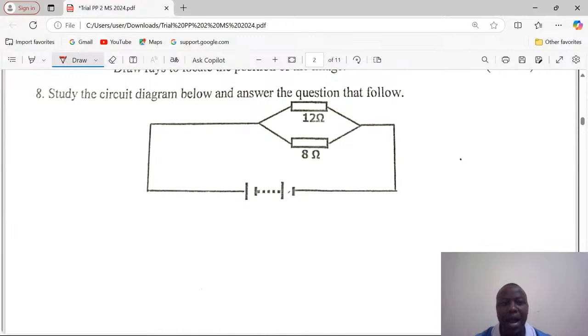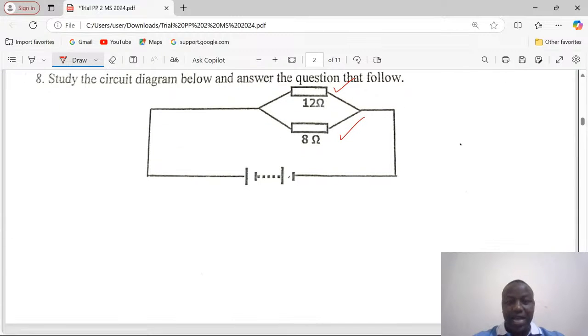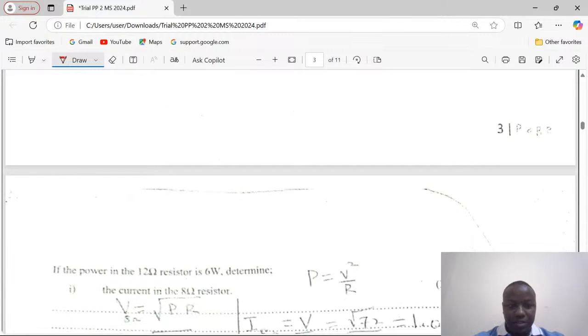Let's look at number 8. Just a good question here. Study the circuit diagram below and answer the questions that follow. We have a resistor there, 12 ohms, 8 ohms, then a cell there. We have a battery here made of several cells. Let's look at the question now.